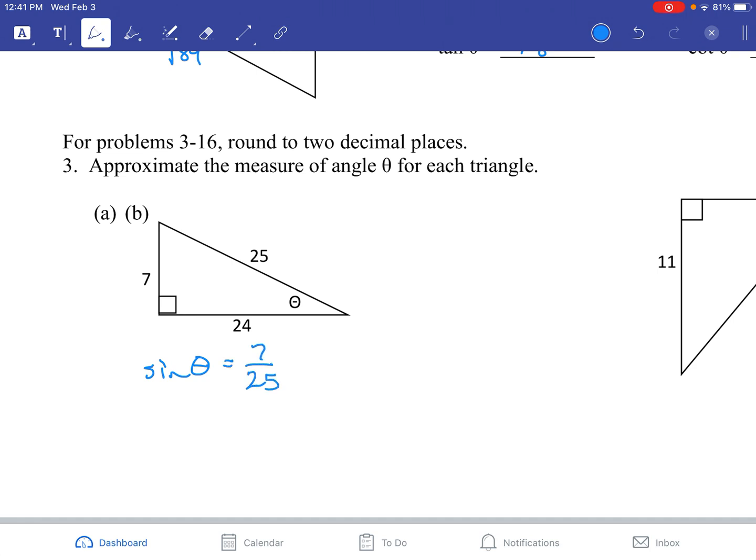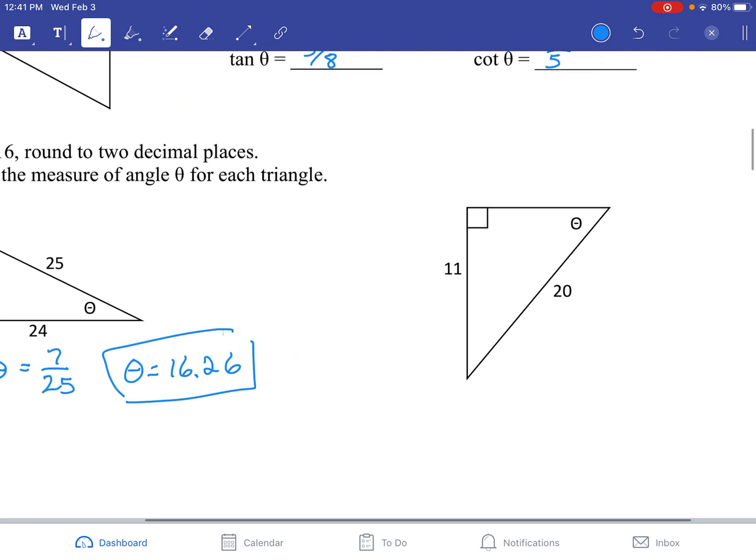That's the setup. So this is, again, power standard 3.2. And then for the answer, you're just going to do the inverse sine of 7 divided by 25, and that gives you theta is equal to 16.26. That answer is going to be from power standard 5.3. So that's 2 pieces to this question.